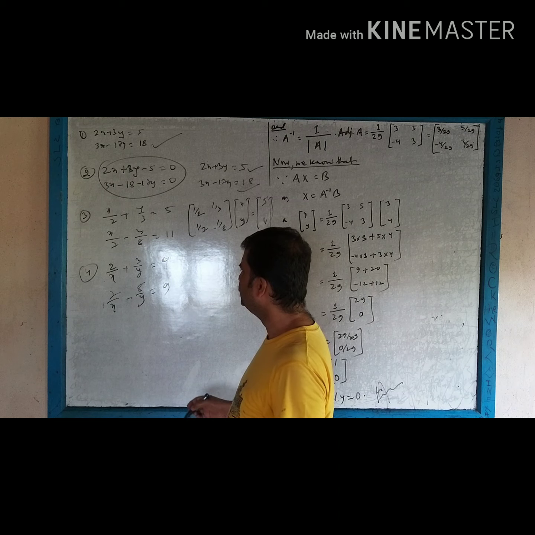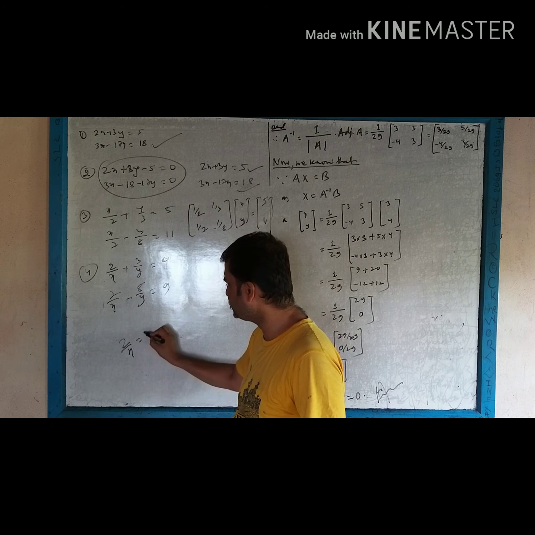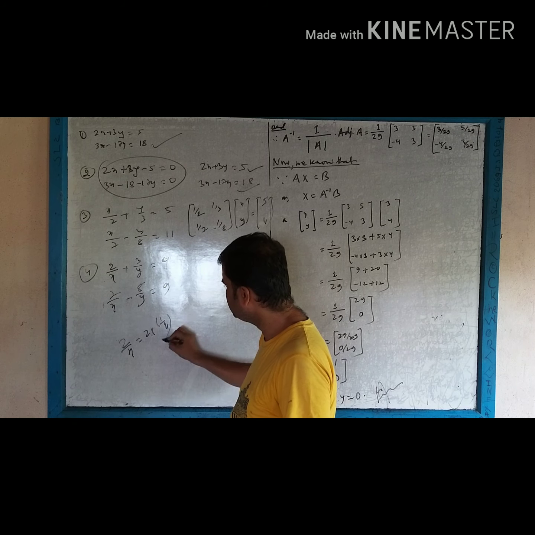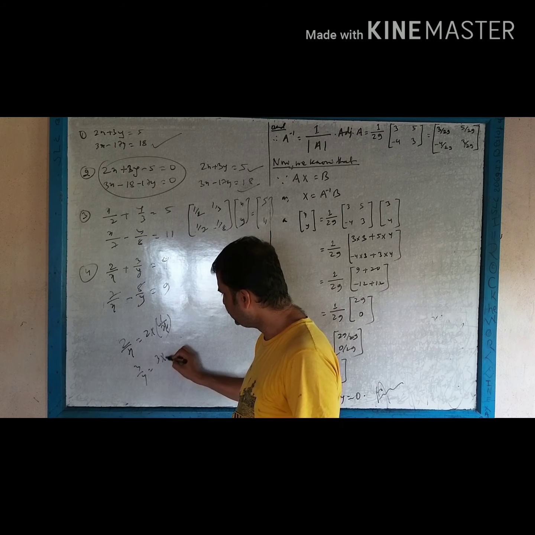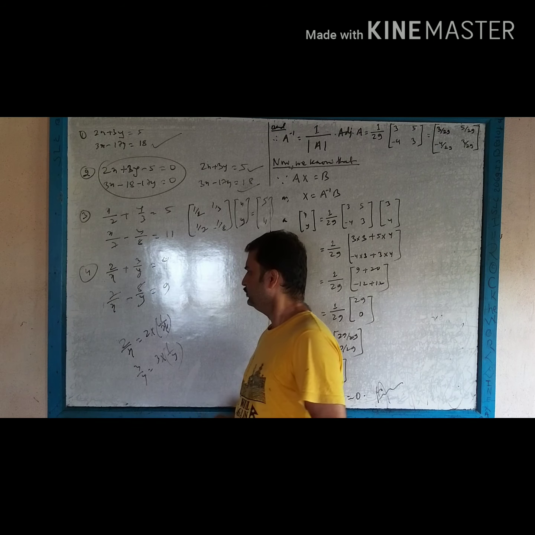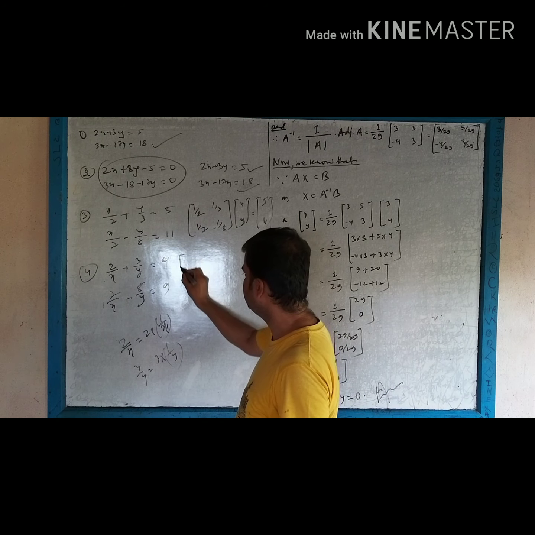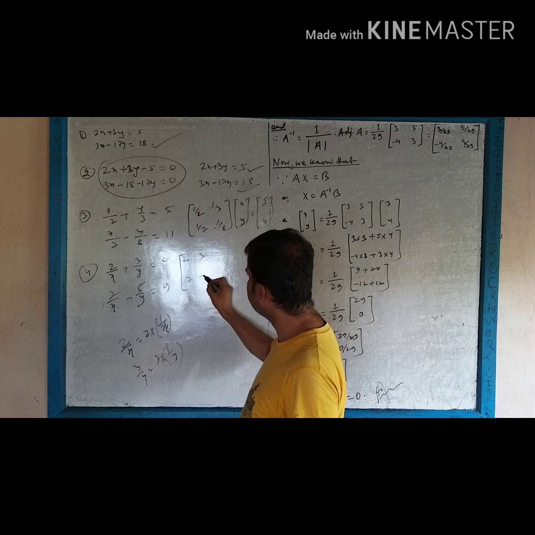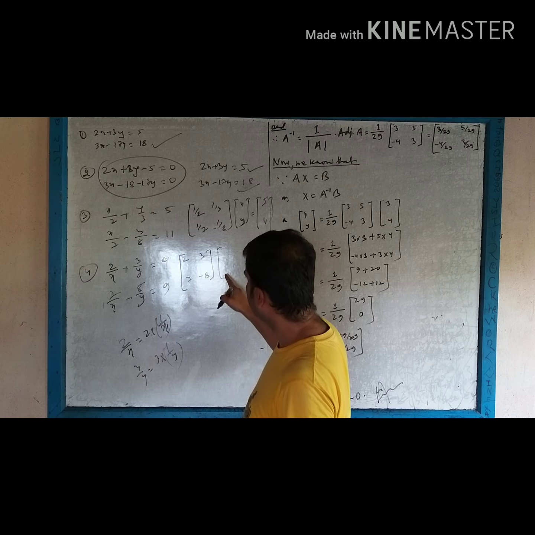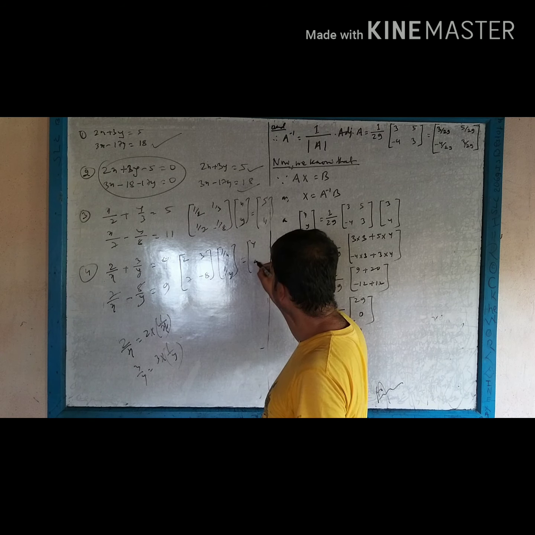2 by x means 2 times 1 by x, and 3 by y means 3 times 1 by y. You understand, right? And how do you express this in matrix form? It's very easy. The coefficients are 2, 3, 7, minus 8, and here it will not be x and y, it is 1 by x and 1 by y, is equal to 4 and 9.